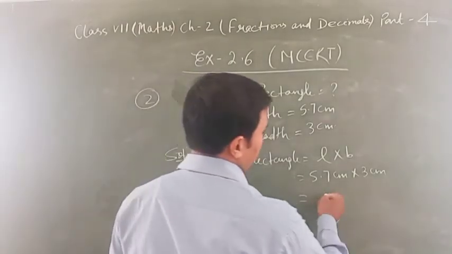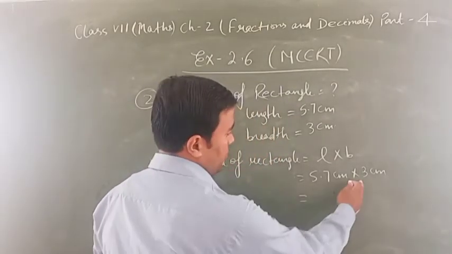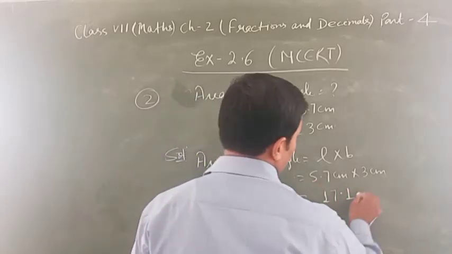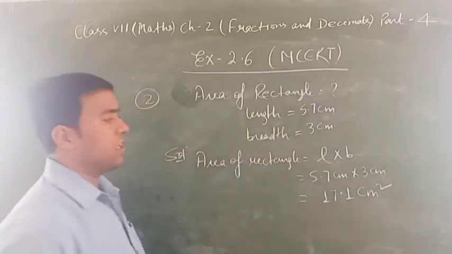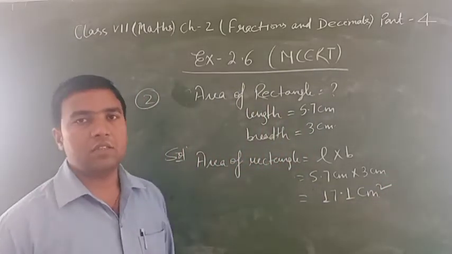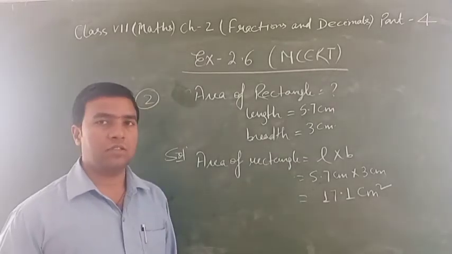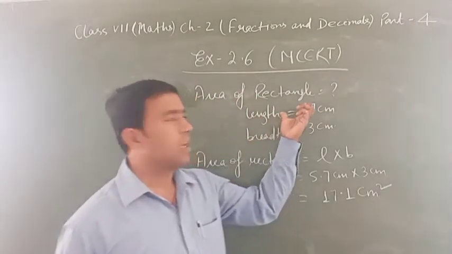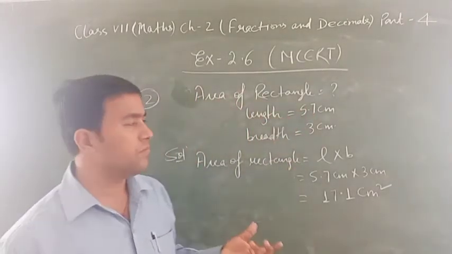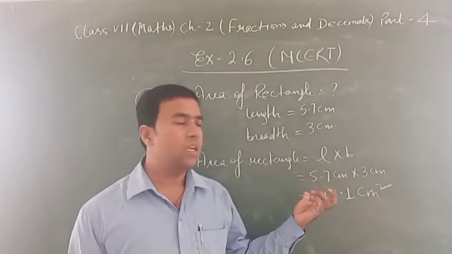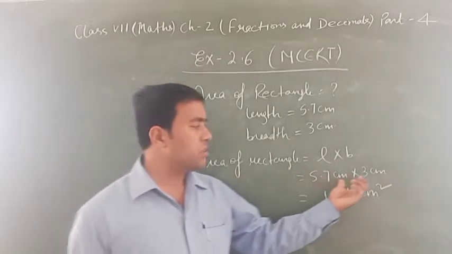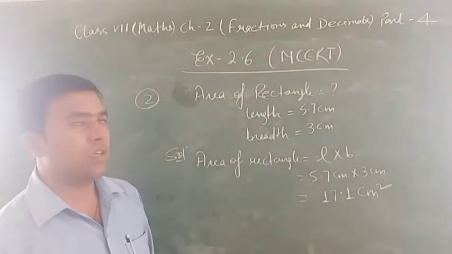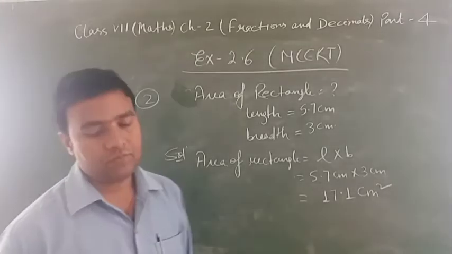Clear? Then multiply: 3 sevens get 21, 3 fives get 15, plus 2, 17. After decimal 1 number means before 1 number you will write a decimal. Area unit is centimeter square, means 17.1 centimeter square. Once again I am telling you, area of rectangle is asking, length and breadth value is given. Area of rectangle we know that length into breadth, then 5.7 into 3 centimeter, 3 into 5.7 equal to 17.1 centimeter square. Note it.